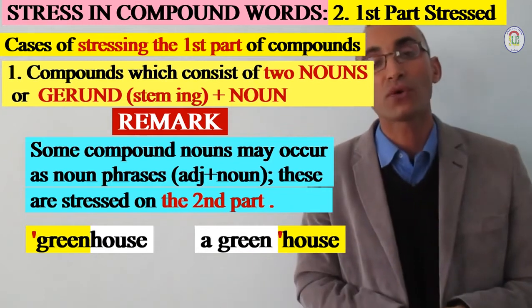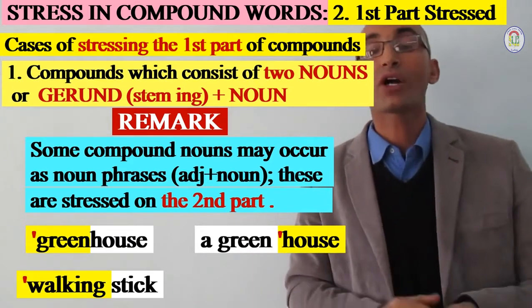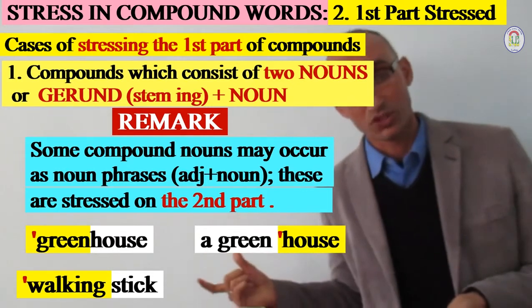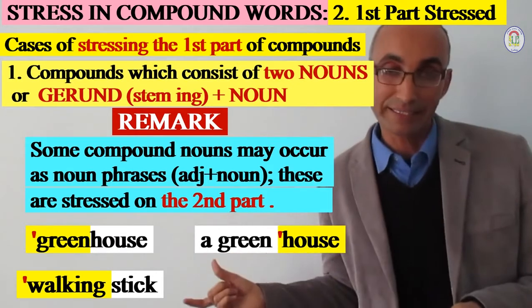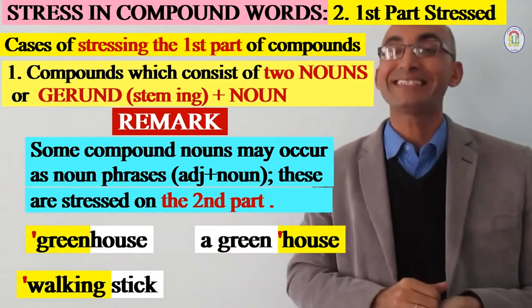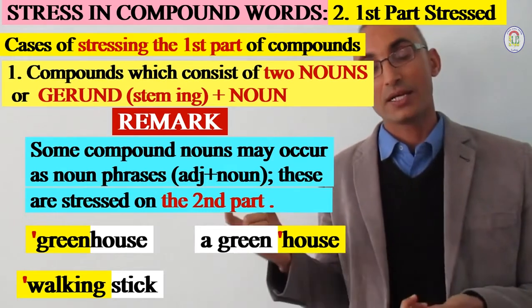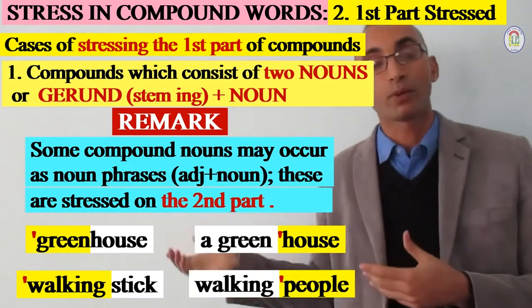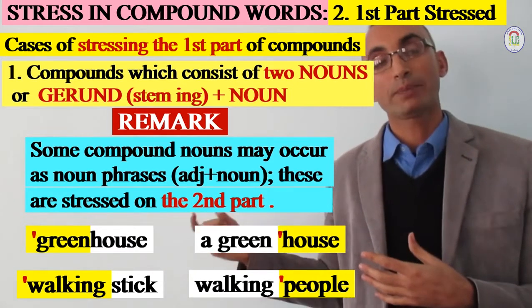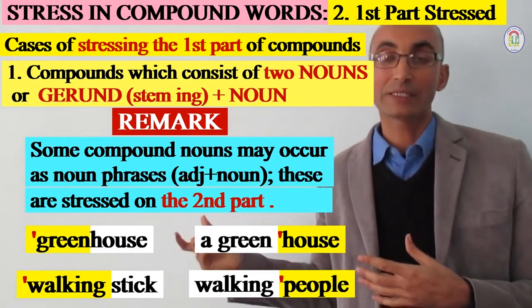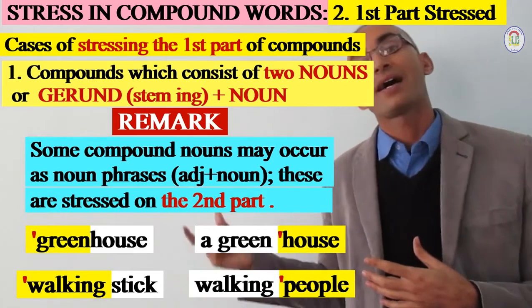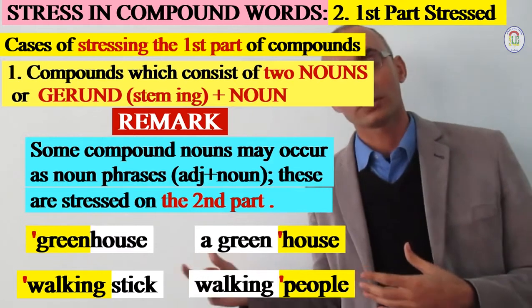The same thing also for a walking stick, as a compound word and noun, gerund plus noun. Here also we stress the first one because it's a compound word. But when it is a noun phrase like walking people, walking is an adjective and people is a noun, right? Here walking is a present participle. So in this case I stress people, the second word, clear.